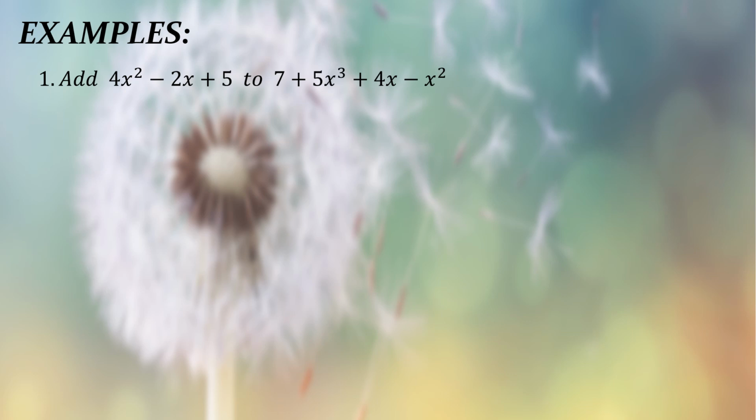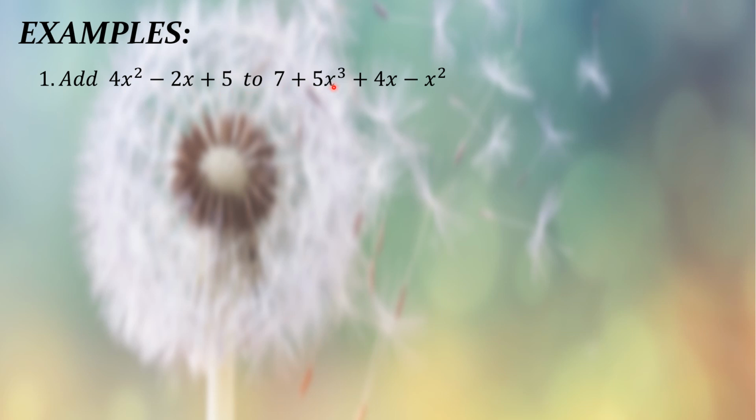Let us now have the example. Number 1, add 4x squared minus 2x plus 5 to 7 plus 5x cubed plus 4x minus x squared. Kung mapapansin nyo, yung ating given o yung ating unang polynomial which is 4x squared minus 2x plus 5 ay naka-arrange na sa descending o pababang exponent. Pinakamataas na exponent ang 2, nasundan ng 1 and then 0 or constant.